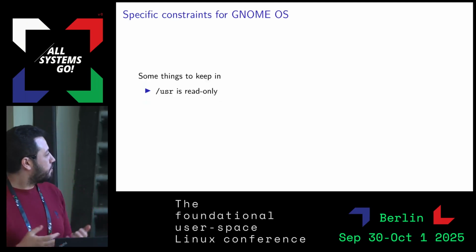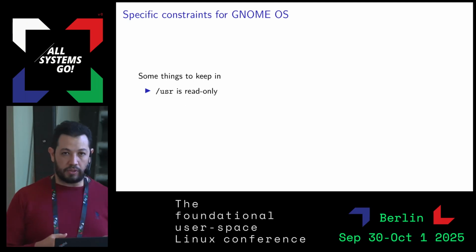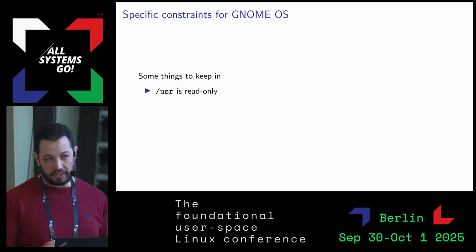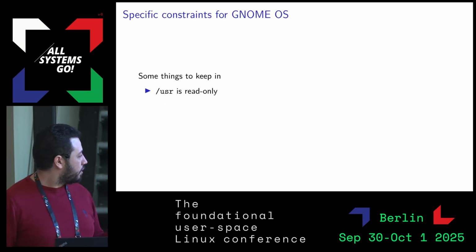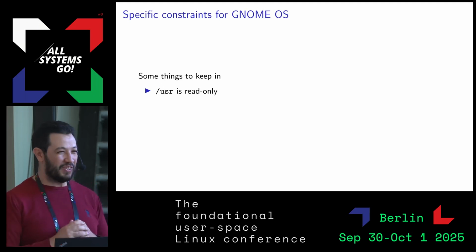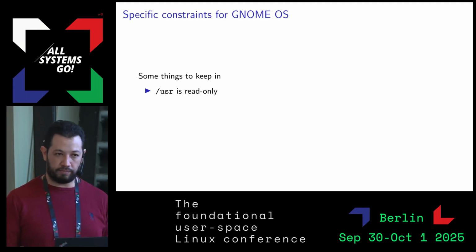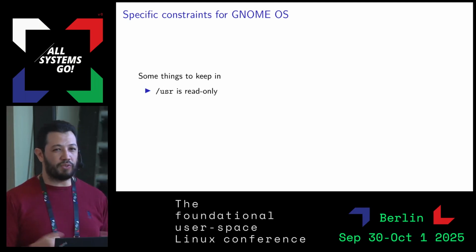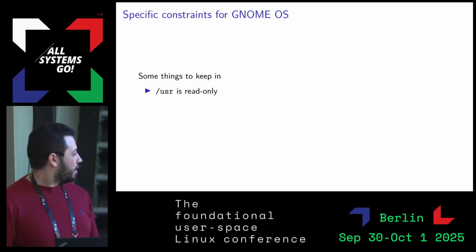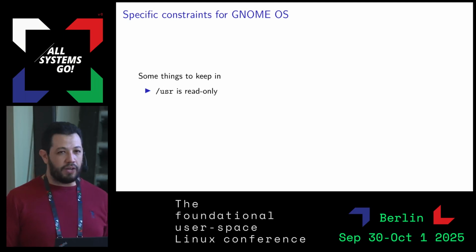So we have other specific constraints for GNOME OS that might not all apply to other systems, depending on how they work. The first thing is that /usr is read-only. That's an image-based system for you. So yeah, that might be shared by a lot of other systems. It might not be an issue for everyone, as a traditional distro might want to pre-install Flatpak apps, like I think Fedora does. But something to keep in mind for our use case.